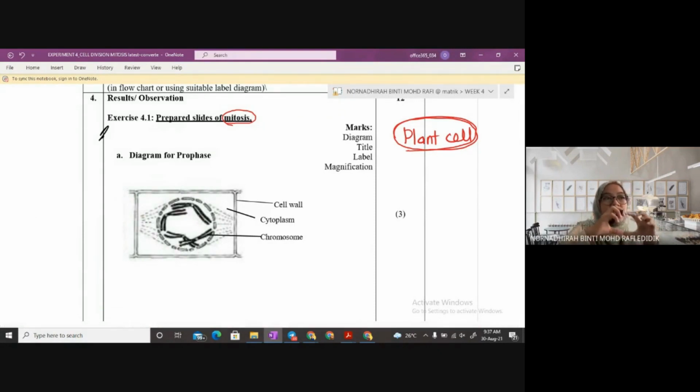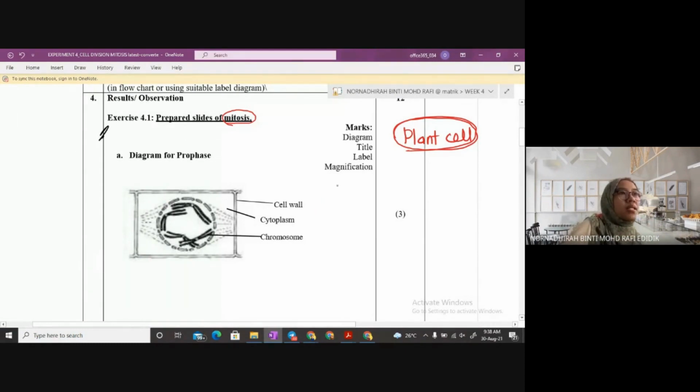rectangle. Dia biasanya rectangle in shape. Sebab apa? Kita ada cell wall. Cell wall gives shape to the plant cell. Dia bukanlah macam animal cell. Animal cell basically bentuk dia tak ada fix, dia bentuk macam bulat. Okay, hati-hati bila tu case plant cell. Saya rasa most of you ramai yang tersilap kat sini. Tak ada cell wall. Tambahkan cell wall awak tu. Make sure ada cell wall.